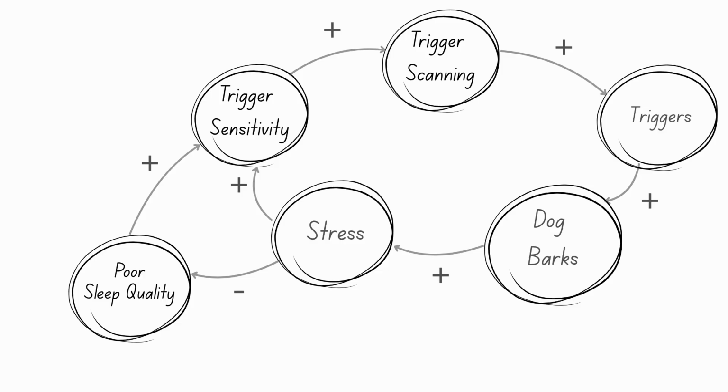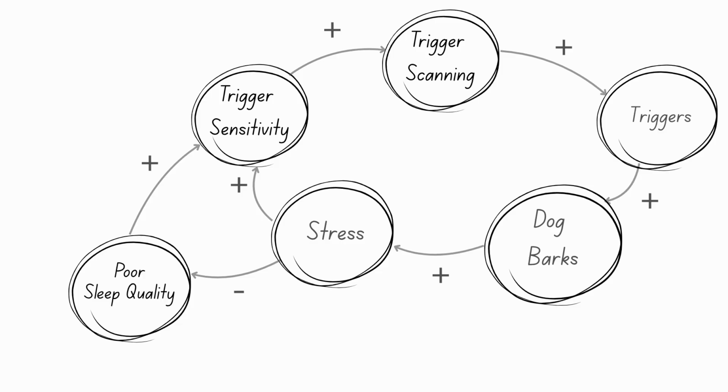The dog has a reactive episode on the walk, stress goes up. That night they don't sleep well. The next morning they wake up with their stress baseline already elevated, which means their trigger sensitivity is higher from the start, which means more scanning, more triggers noticed, more reactivity, more stress.